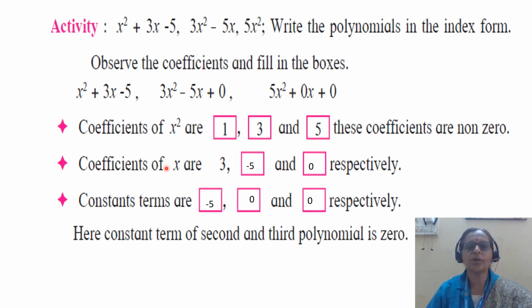Now, coefficient of x in all three examples. Coefficient of x in first example is 3. Second example it is minus 5. And the third example it is 0. Constant terms. This term is constant term which has no variable. So this constant term is minus 5, 0 and 0. So constant term of second and third polynomial is 0.